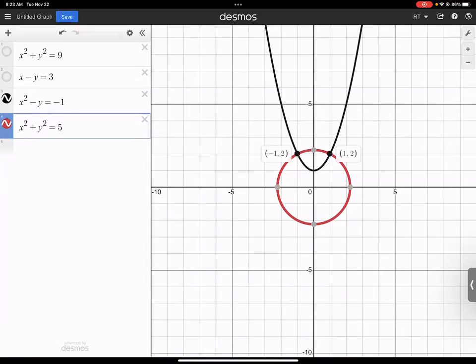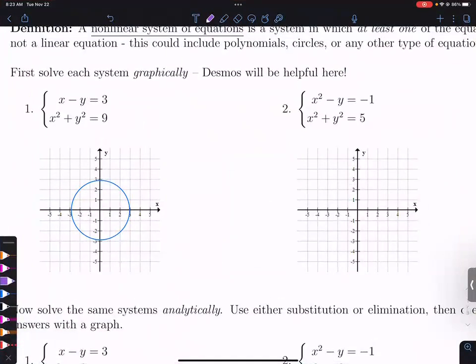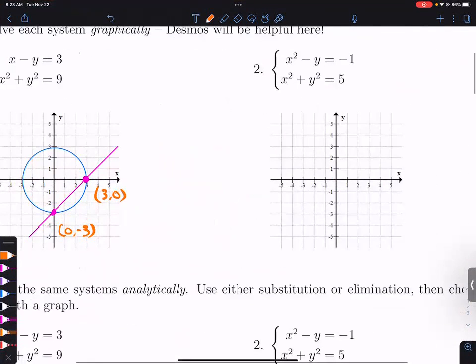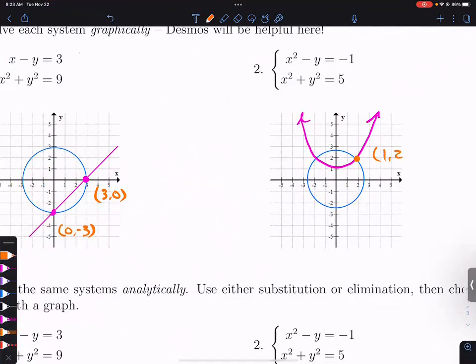Okay, so we've got solutions, so we know kind of what we're looking for. Let me just copy those over here real quick. So 3, 0, 0, -3. That one was something like this, and something like that.